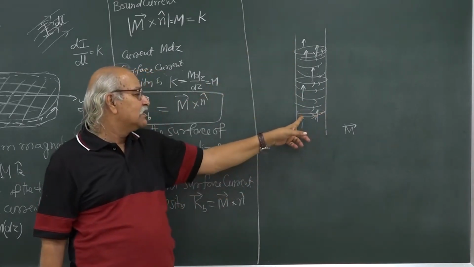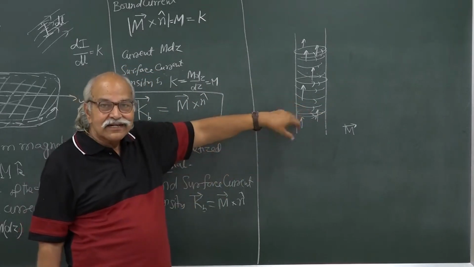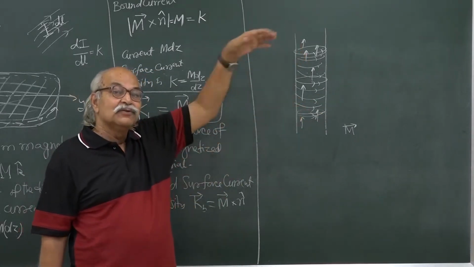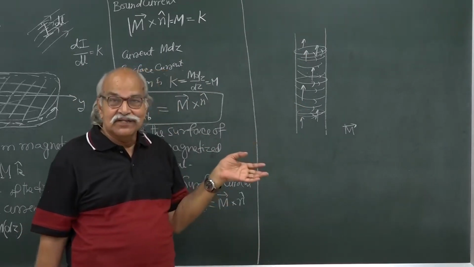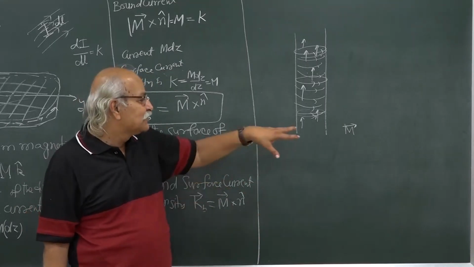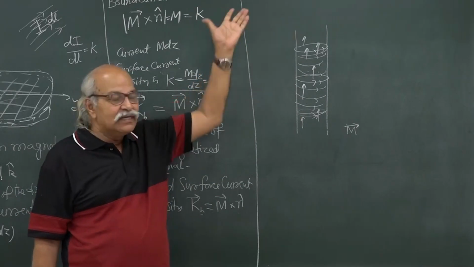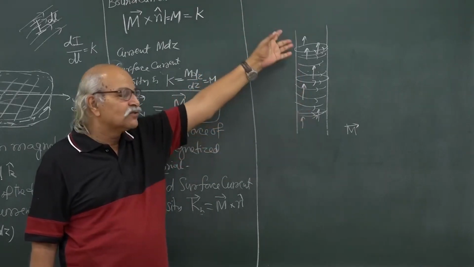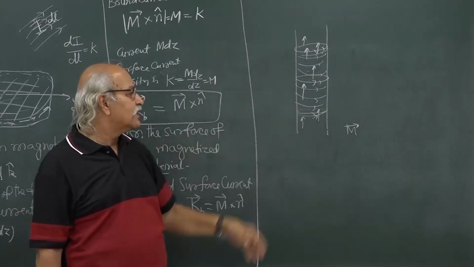You just have to see this current, and from this current you calculate the magnetic field using the Biot-Savart law, Ampere's law, or the vector potential, whichever method suits you, and you can find the magnetic field. So here it is a solenoid, the same structure. In a solenoid also the current goes like this.